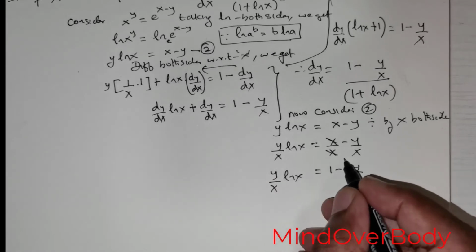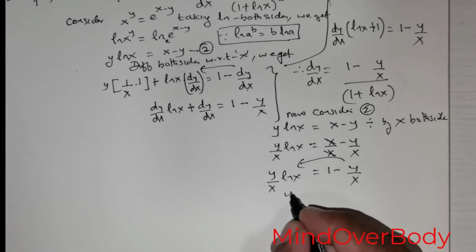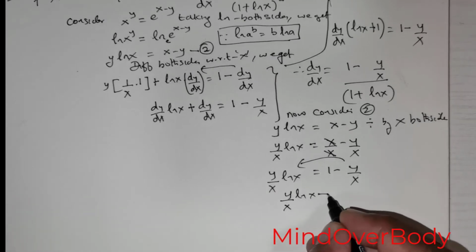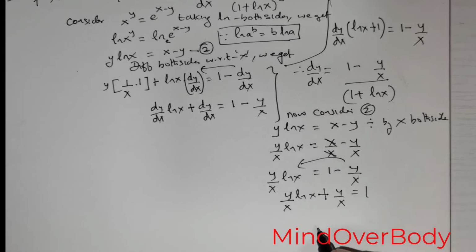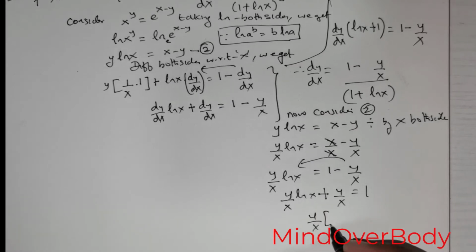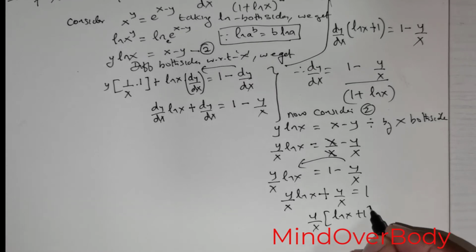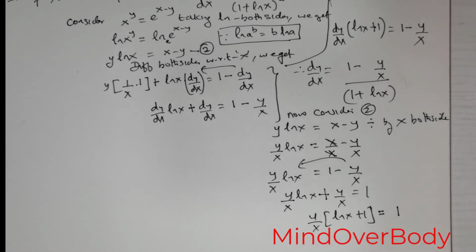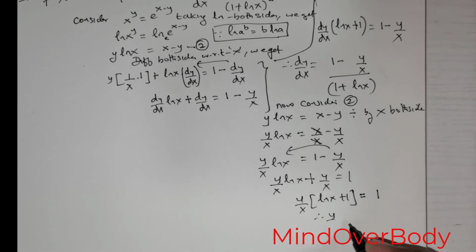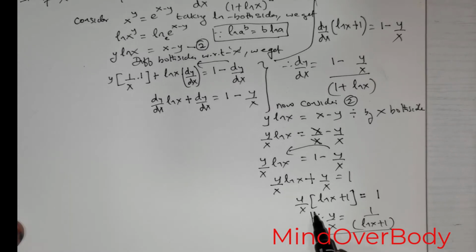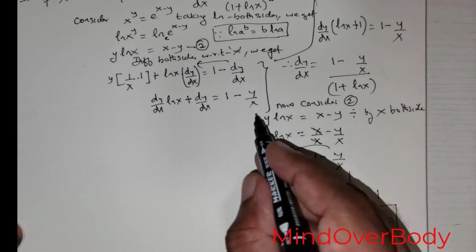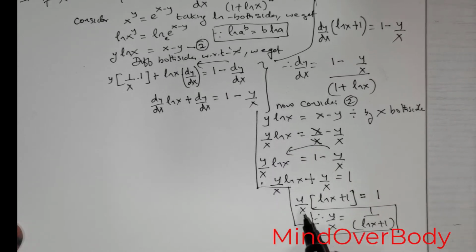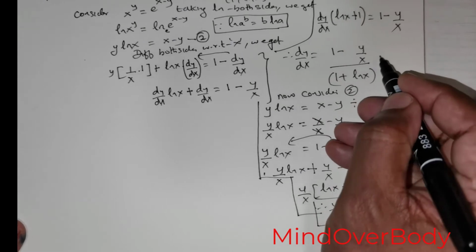We need to get rid of that. So how are we going to get rid of that? Just push this to the other side. So you get y over x times ln x, plus y over x, is equal to 1. If I take y over x out, I would get ln x plus 1 is equal to 1. So this is a beautiful expression I've got. Now from here I can rewrite y over x is equal to 1 over ln x plus 1. So this is a very good representation for y over x. I will take this as 3.